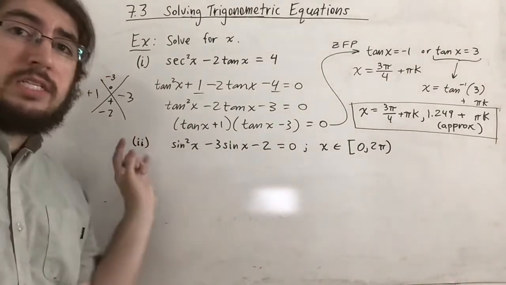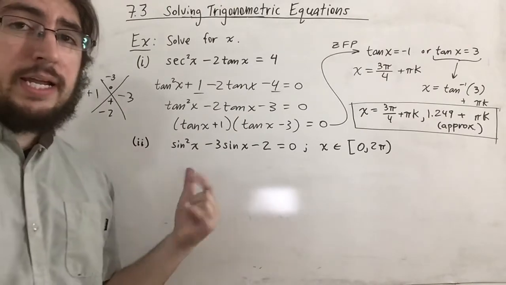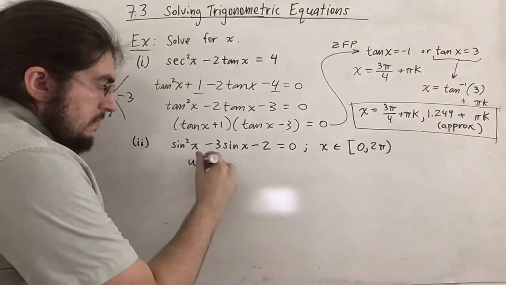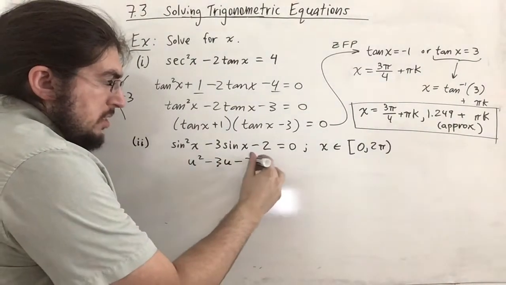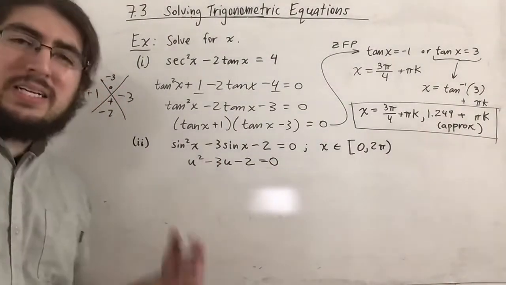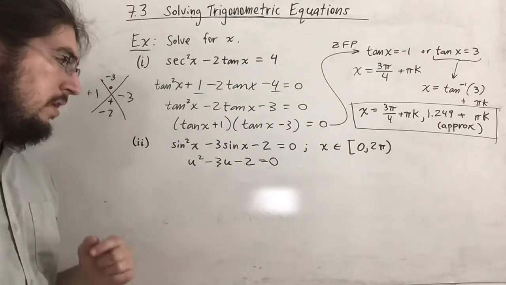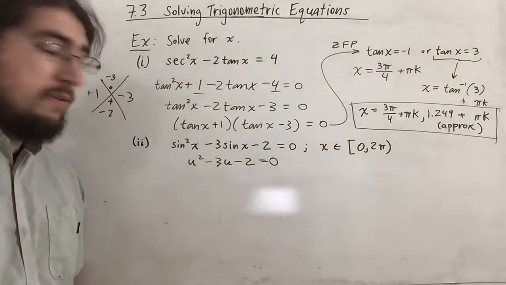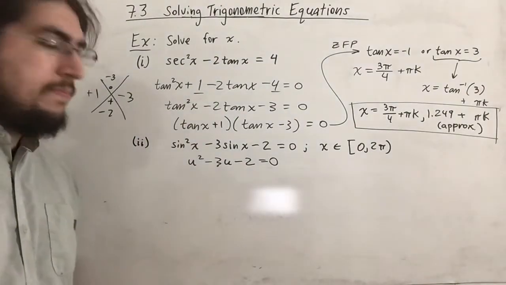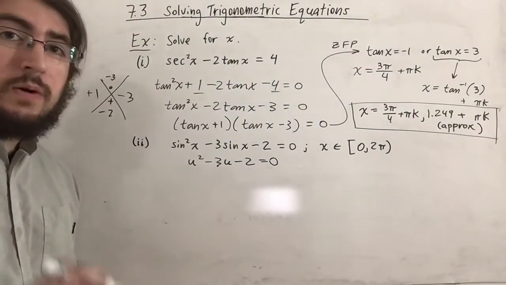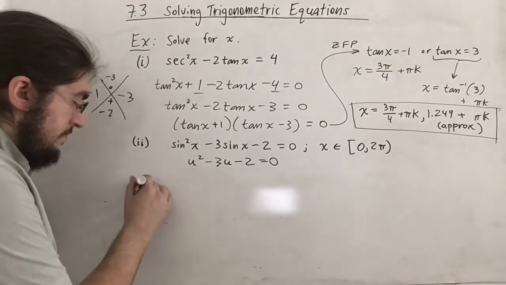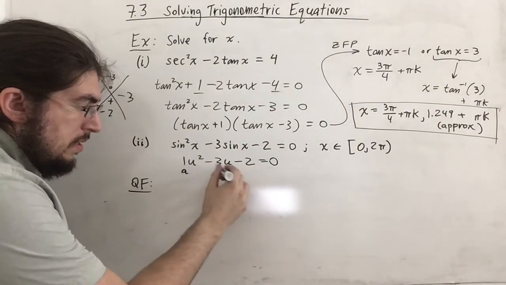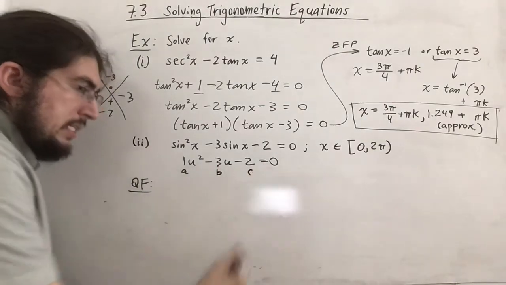Now, the nice thing here is it's already in the form we like. It looks like a quadratic in the trig function sine. If you consider u squared minus 3u minus 2 equals 0, we actually can't factor this, unfortunately. If there was a plus 3 minus 2, that still can't be factored. But if it was minus 3 plus 2, that could be factored. Now in this case, we're going to use the quadratic formula. So here a is 1, b is negative 3, and c is negative 2.